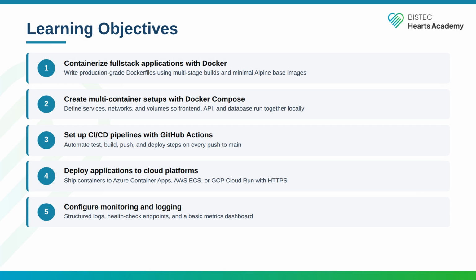By the end of this session, you will have 5 concrete capabilities. First, you will be able to containerize a full-stack application using Docker, writing production-grade Dockerfiles with multi-stage builds and minimal Alpine base images. Second, you will create multi-container setups with Docker Compose, defining services, networks, and volumes so the front-end, API, and database all run together locally with a single command.